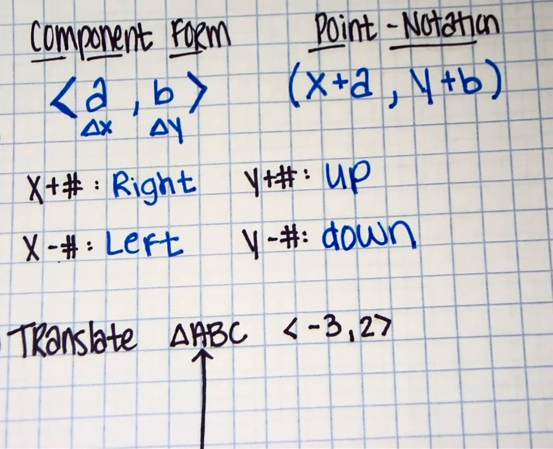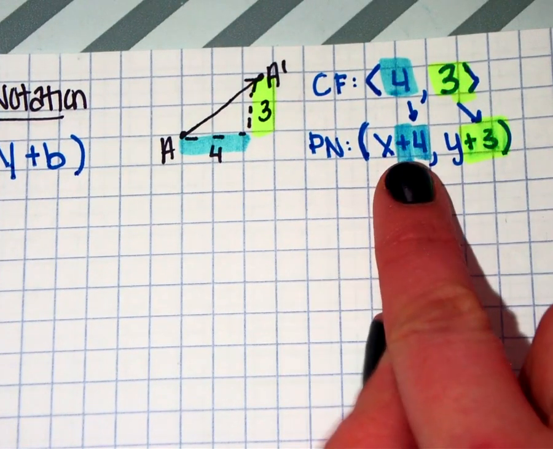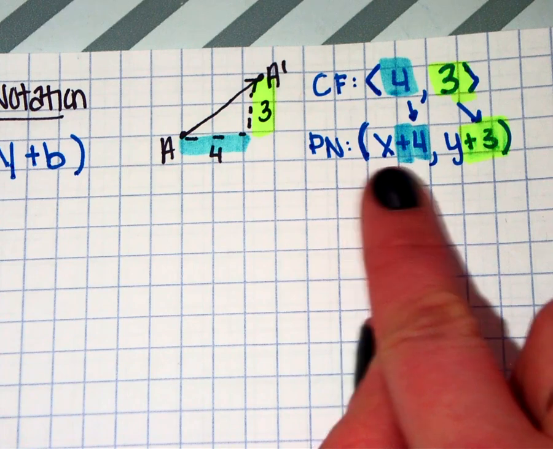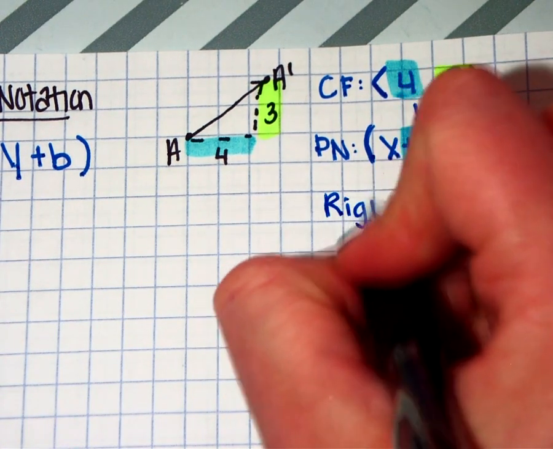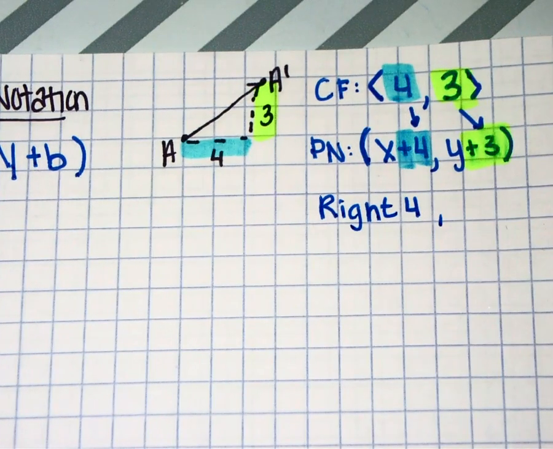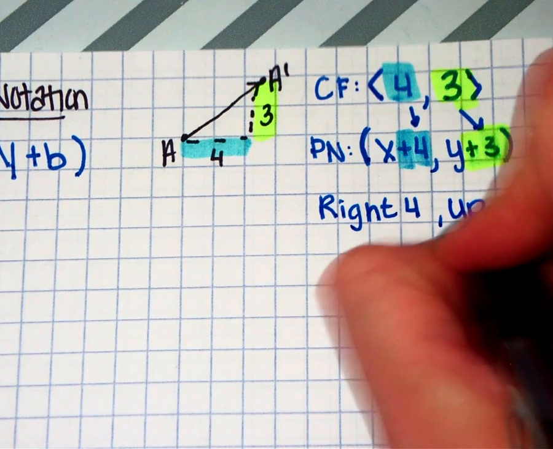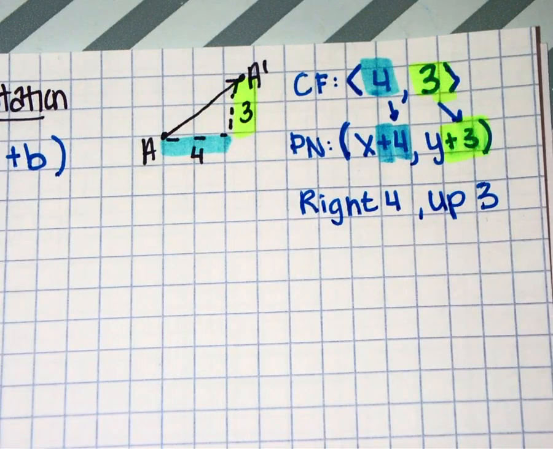So using this knowledge, when we look at this picture, in our point notation, since this is positive, this would mean X plus 4. That just means go right 4 units. And then Y plus 3, that means go up 3. So let's actually translate a shape.